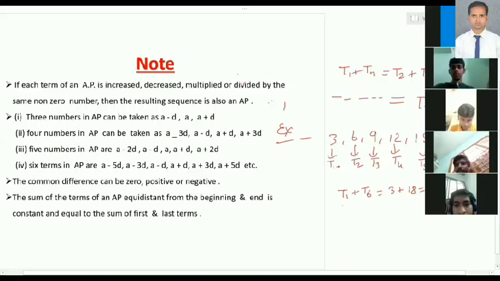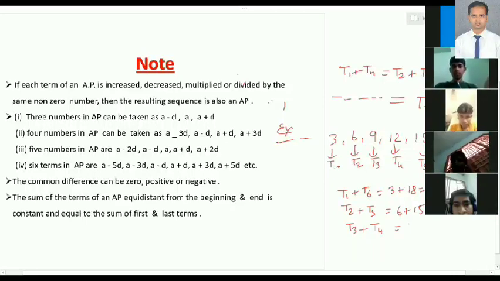What about T2 plus T5? Second term from starting and second term from last. This will be equal to 6 plus 15, which will also be 21. Same like this, T3 plus T4, third term from starting and third term from last, will be 9 plus 12, which is 21. All are equal to each other. Is it clear for you? Copy all the points.